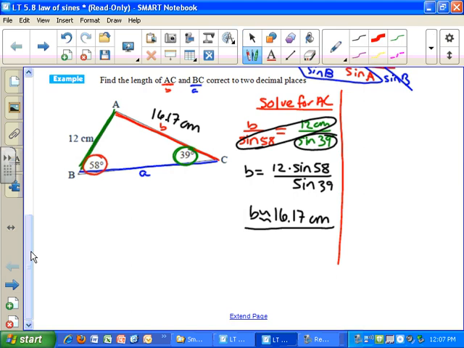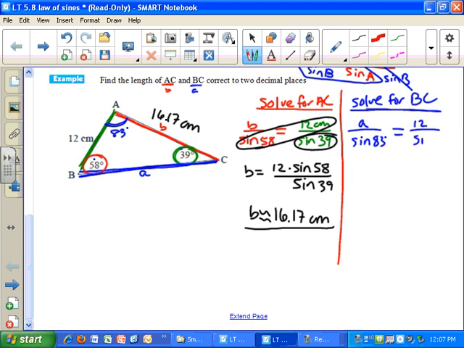Okay. And the last one that we've got to solve for now is BC. Okay. If we're going to find this side length, we need to know the angle opposite. So since we already have these two angles, we can add them up and subtract from 180, and we get 83 degrees. So now we can say that a over the sine of 83 degrees has to equal 12 over the sine of 39.